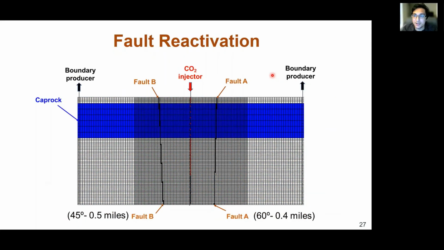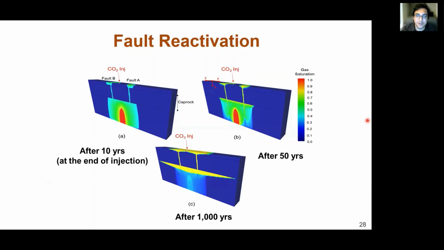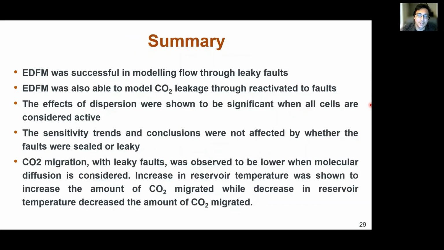And here we have our next case, considering two faults and injecting at the middle of the faults. We can see over time, after 10 years of injection, after 50 years, and after 1,000 years, how the reservoir behaves. It's important to notice that in this specific case, if the fault is reactivated, it doesn't close again. So we can see how successful it is to use EDFM for this type of problem.